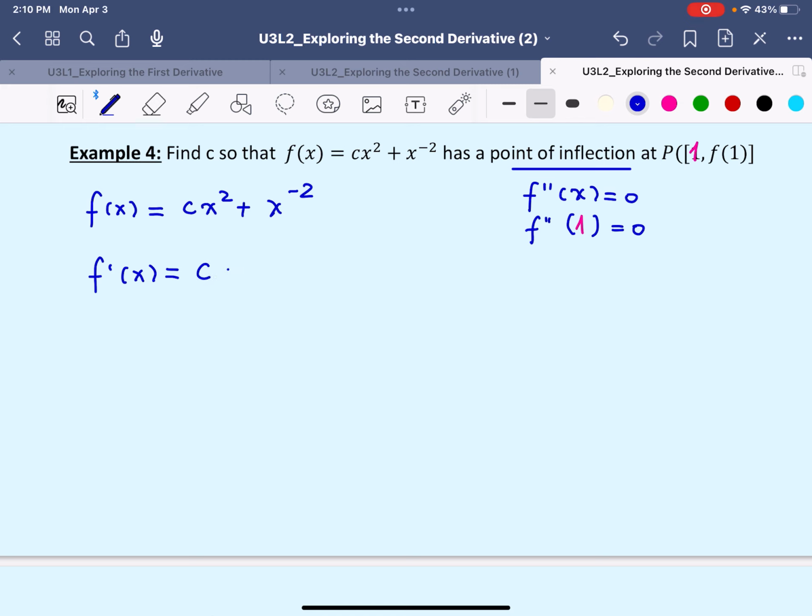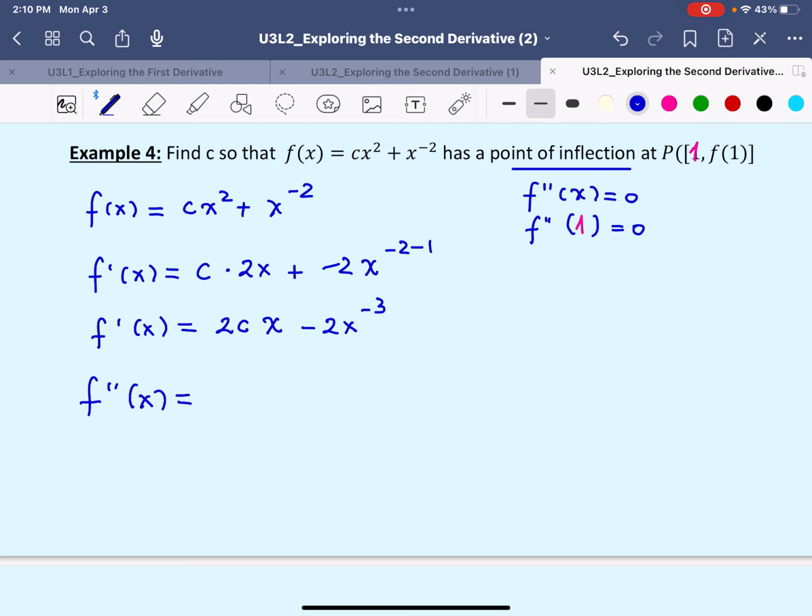So we have c, and then the derivative of x squared is 2x, and then plus, again, it's power rule, so negative 2 becomes a coefficient, negative 2, and then x will be to the power of 1 less than negative 2. In a more simplified form, we'll say that f prime of x is 2cx minus 2x to the power of negative 3. Next, we have to find the second derivative.